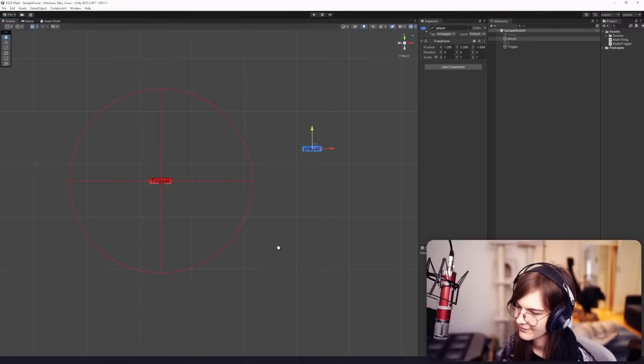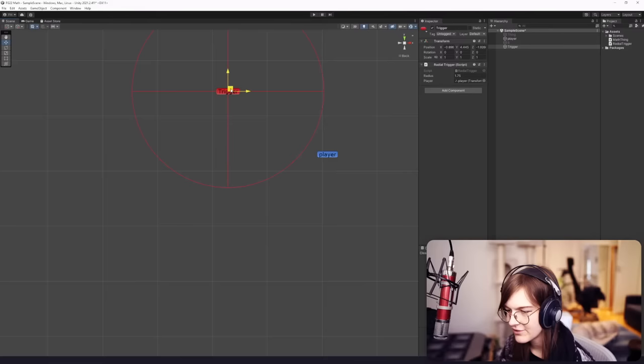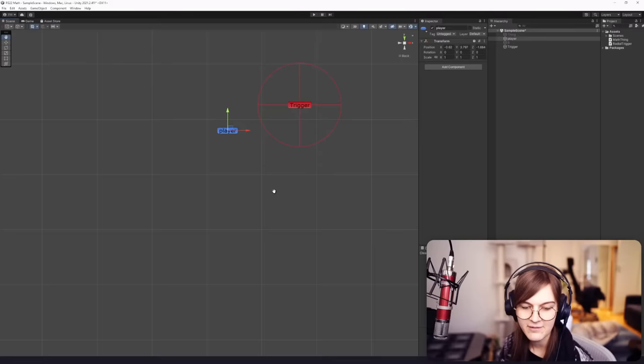Seems to work. You can move the trigger around as well. And the distance test is working fine. And if we change the radius, still working. And that's how you do that one.